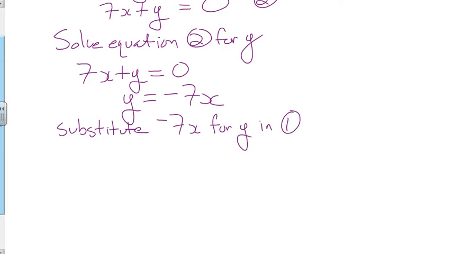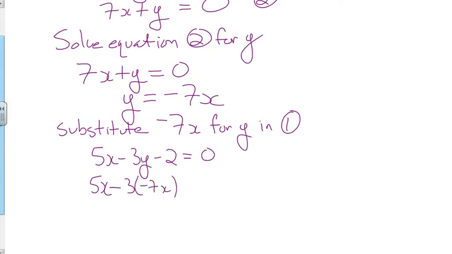Okay, so equation 1 was 5x minus 3y minus 2 equals 0. So 5x minus 3 times negative 7x. So you notice at this point we have an equation in only one unknown, right? Just in x.